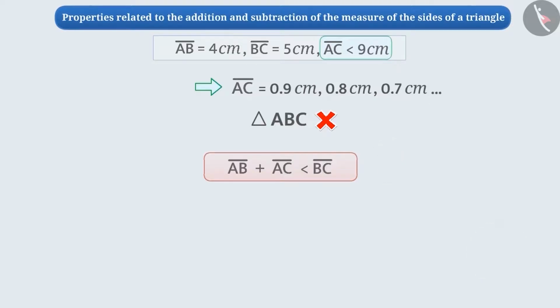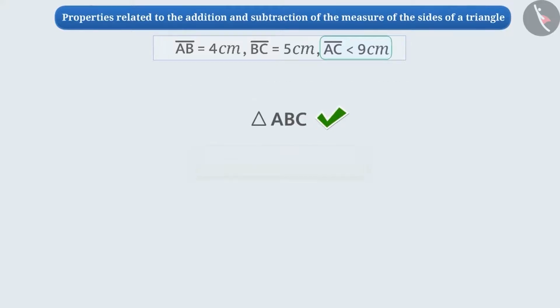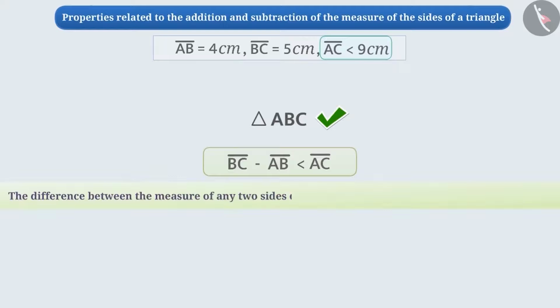Correct. This shows us that a triangle ABC can be constructed only when the difference of any two sides of triangle ABC is less than the third side. In general terms, we can say that the difference of the measure of any two sides of a triangle is less than the length of the third side.